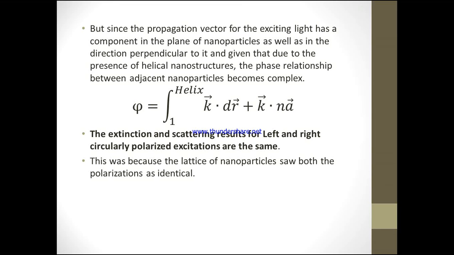The extinction and scattering cross sections for the left and the right circularly polarized excitations were the same. This is because both the polarizations would see this two-dimensional lattice of metal nanoparticles as the same. They won't find any difference when they reach the layer of the metal nanoparticles.